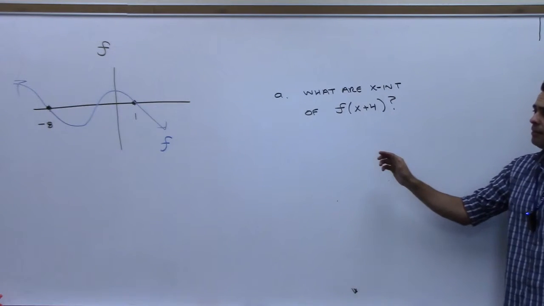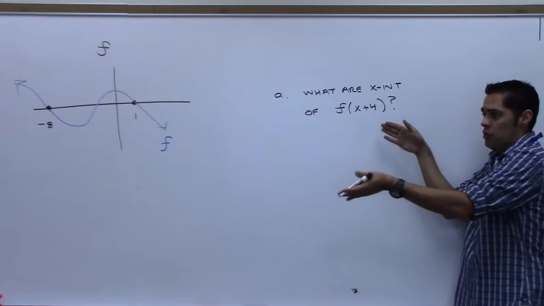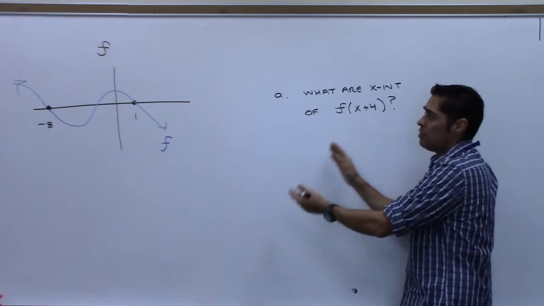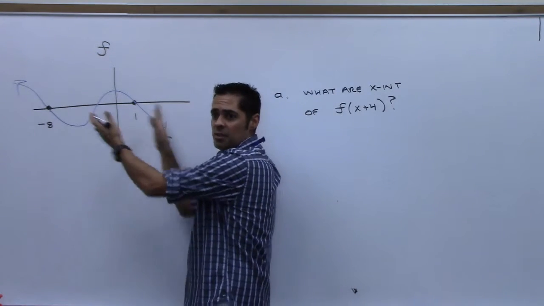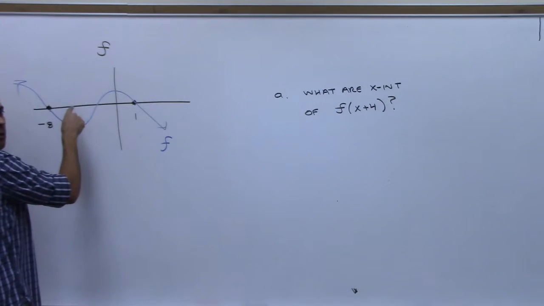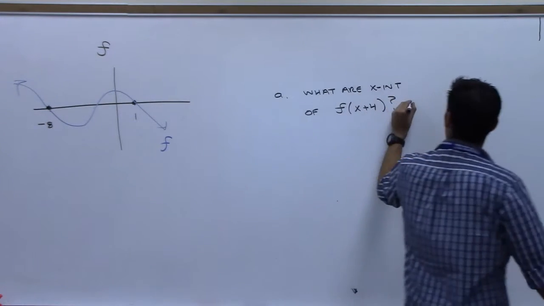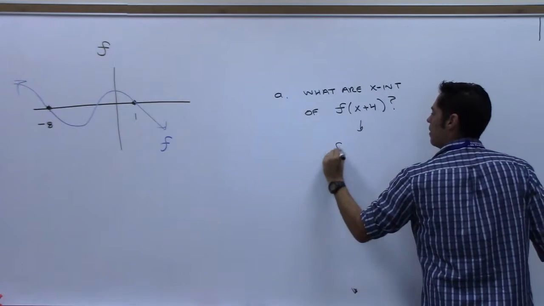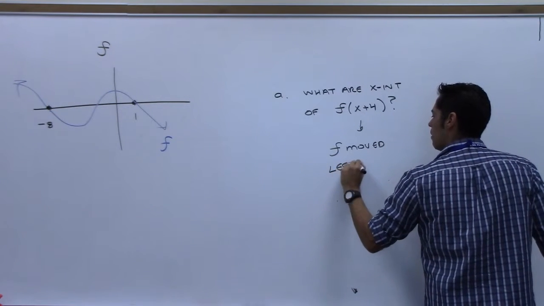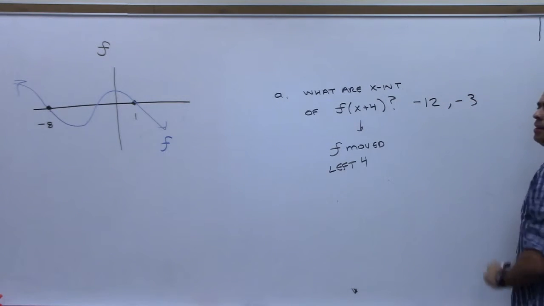So how are you getting that? What does adding 4 inside the function do? Moves the whole thing to the left 4, doesn't it? So it takes this picture f and moves it to the left 4. That means it takes both these x-intercepts and moves them to the left 4. So just subtract 4 from each of those. This is f moved left 4. So negative 12 and negative 3. Very good.